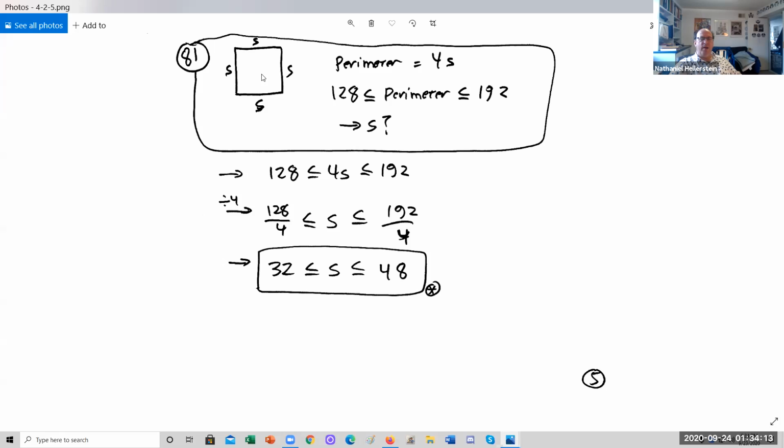Here I have a square with side s, and so the perimeter is 4 times s. And we're given the perimeter is between 128 and 192. So where's s? Perimeter is 4s, so we have 128 less than or equal to 4s is less than or equal to 192. Divide throughout by 4. The inequalities stay the same because we're dividing by a positive number. You get 128 over 4 less than or equal to s, less than or equal to 192 over 4. Or 32 is less than or equal to s is less than or equal to 48. The side is between 32 and 48 inclusive.